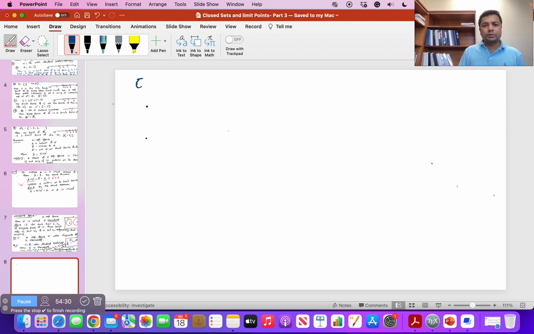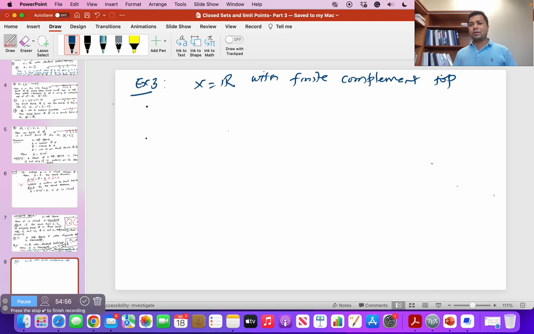One more, example number 3. This time I'm going to give you an example of a topological space which is not Hausdorff. Let's say X is the set of real numbers with the finite complement topology. We have already seen that R with the standard topology is a Hausdorff space, but the set of real numbers with the finite complement topology is not Hausdorff.